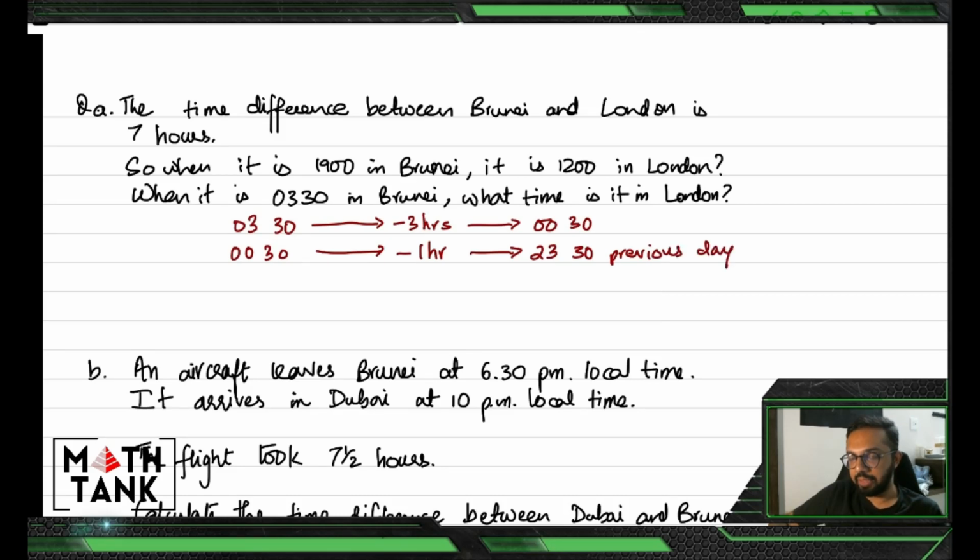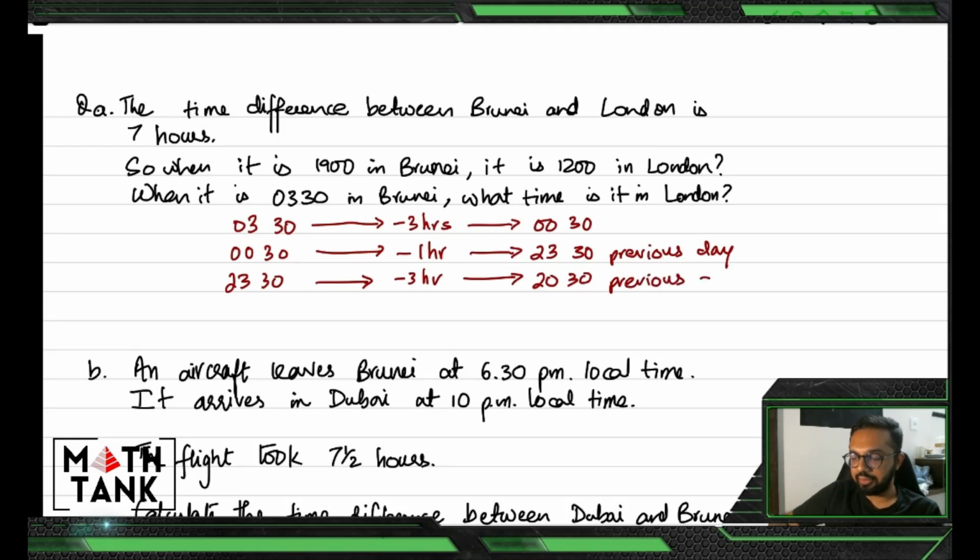Okay, I'm turning back, so it's 23:30 on the previous day. I subtracted 1 more hour. I've already subtracted 4. I need to subtract 3 more hours. So 23:30 minus 3 will give me 20:30 on the previous day.